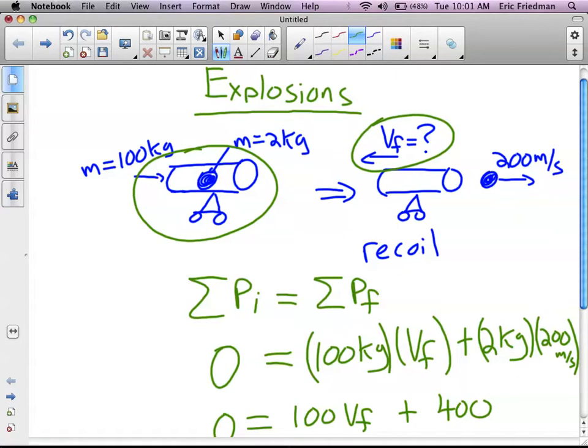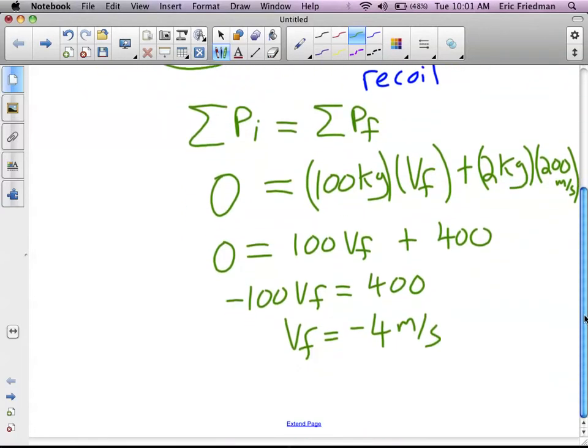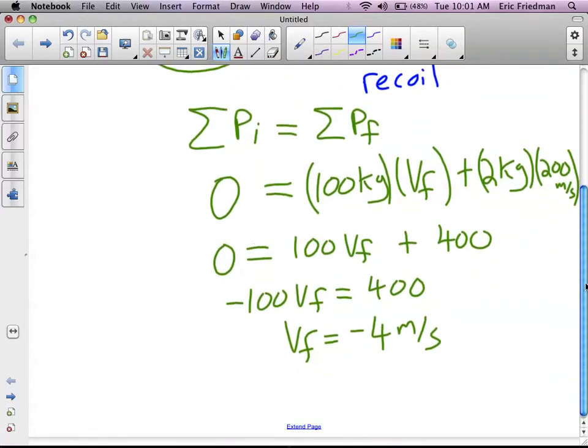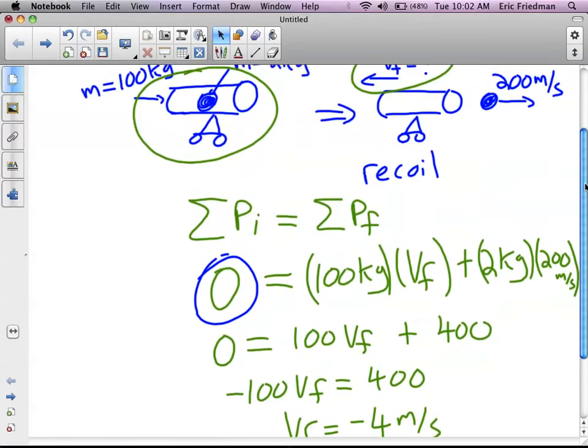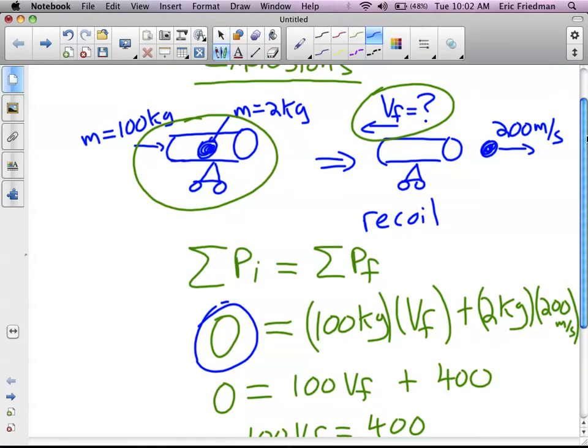So these explosion problems are actually really easy to do, very, very basic, and one of the key things to remember is that this initial momentum is 0. Now there could be some harder problems. For example, what if I started out with the cannon moving in a particular direction? Well, that might be a little trickier, but we'll leave it alone for that and just have an easy example.